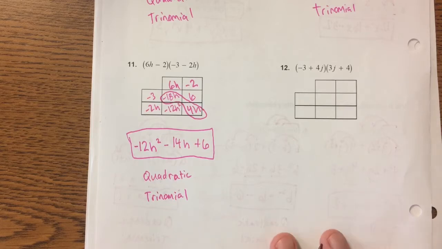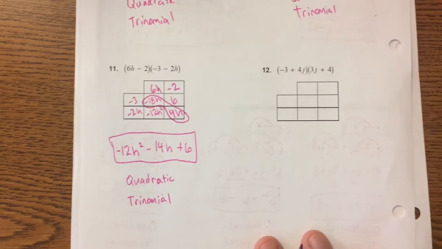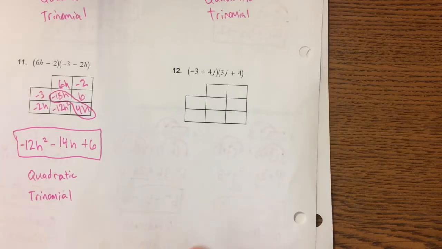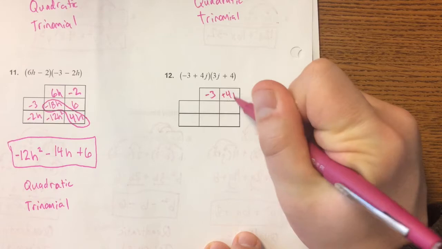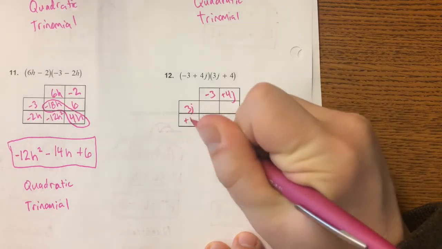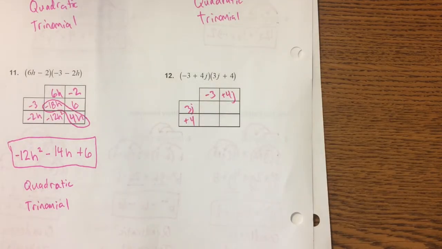All right, let's do one more using this method. So here we've got negative 3 plus 4j, and then 3j plus 4. So what I want you to do is try to fill this out yourself. Challenge yourself and see if you can get the right answer here. We've done 3 examples using this technique. So I'm going to give you a minute to see if you can come up with the answer.